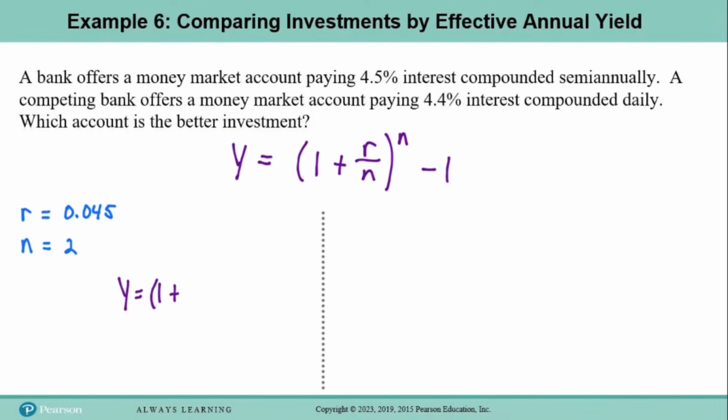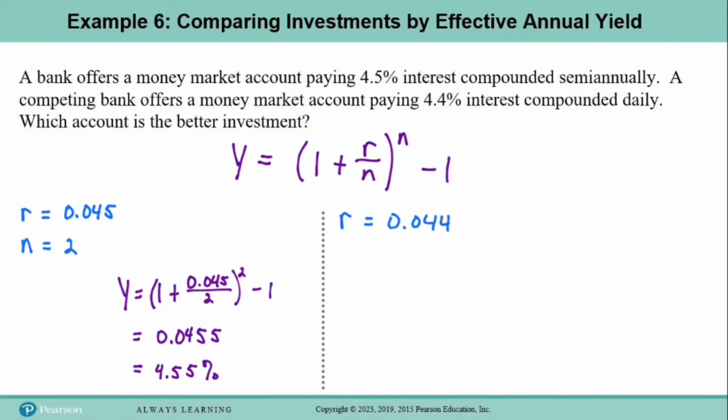Y then equals 1 plus r over n, so 0.045 divided by 2, then to the power 2, and then subtract 1 from that. Then entering all of that into the calculator, I got 0.0455. And then converting this to percent, of course, we move the decimal 2 places to the right, and that's 4.55%. For the other account, we know that R equals 4.4%, so in decimal form that is 0.044.